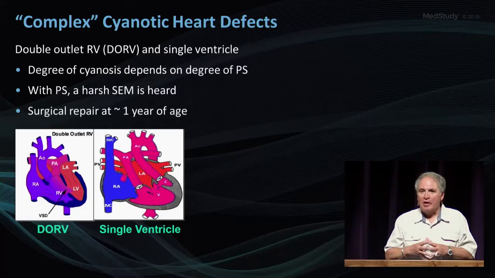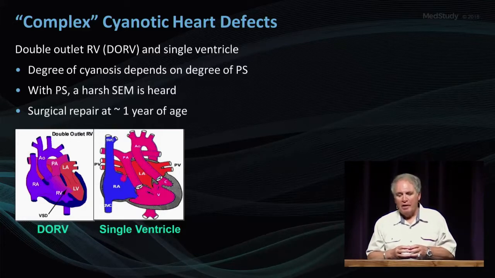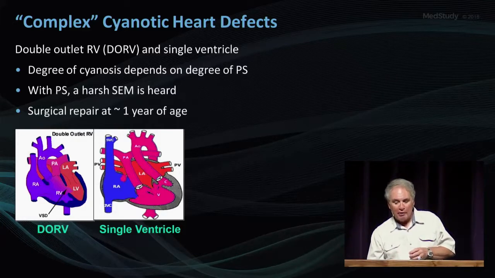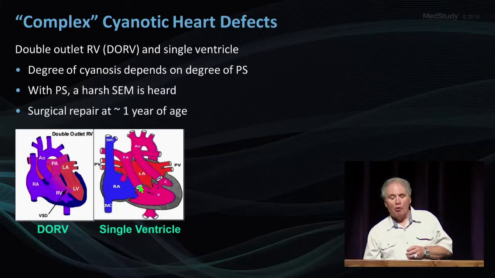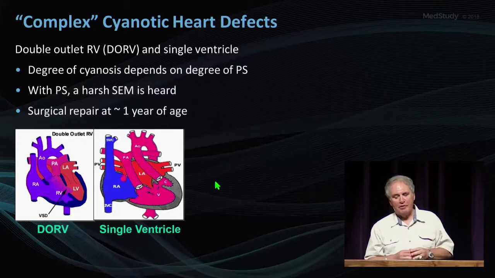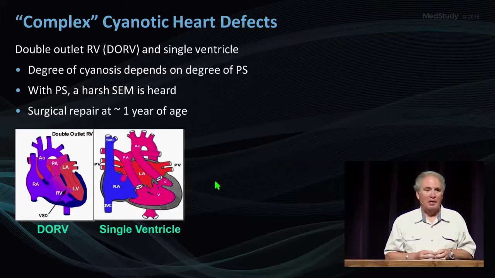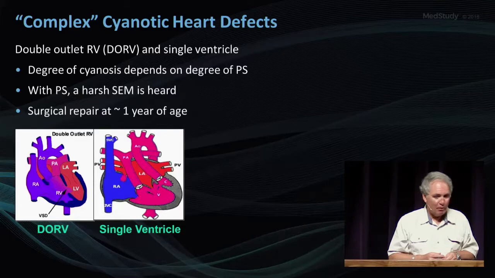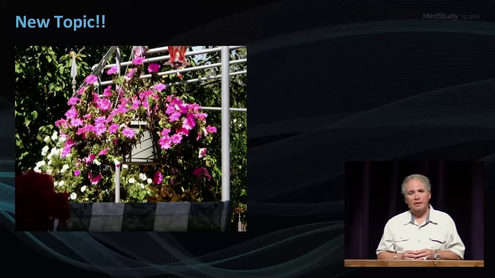The degree of cyanosis these patients have depends on how much pulmonary stenosis they have. The more pulmonary stenosis, the louder a murmur and the more cyanosis. And both of these heart defects are repaired at about a year of age. Okay? Cyanotic heart defects. Okay? Doing okay?